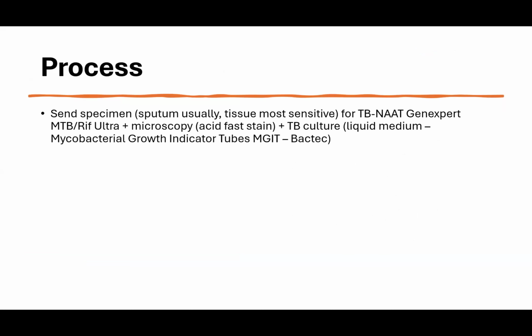So the process that it should be, and the process that is followed, I think, by the lab, is that we should send a specimen. Usually sputum is sent, but if you have tissue, that's probably best, the most sensitive. And we request the TB nucleic acid amplification test, which is the GeneXpert MTB/RIF Ultra. We also tick microscopy, which is our acid-fast stain. And then we must always also ask for TB culture.